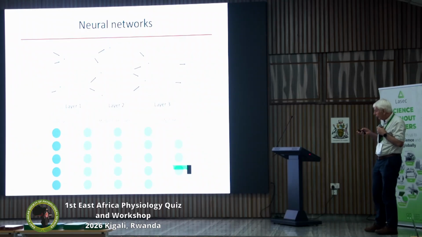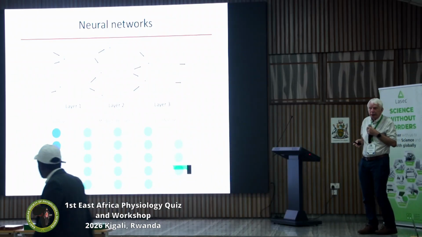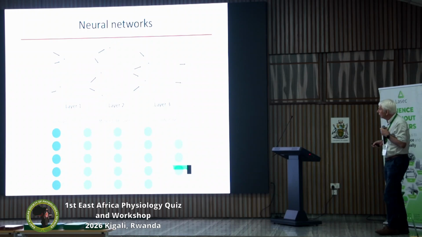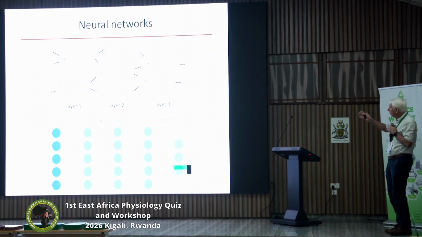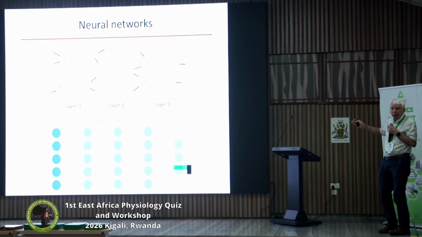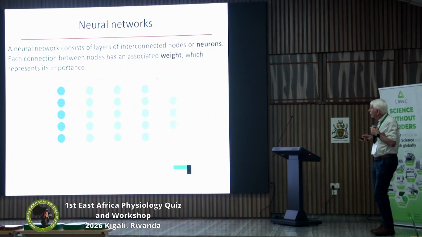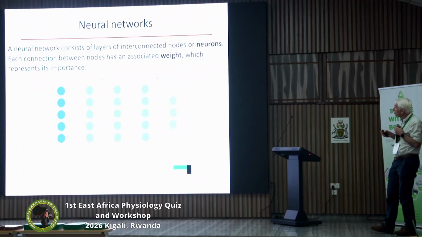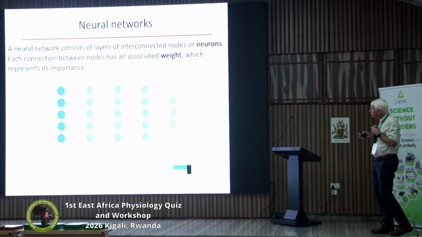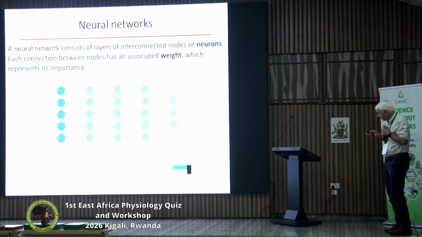In AI, we have similar arrangements. We have an input layer, we have what are called multiple hidden layers, and we have an output layer. The idea is that these layers communicate. From the input, you get an output signal, a prediction, for instance. So we have interconnected nodes or neurons, and each connection has a weight, which resembles the importance of the connection.